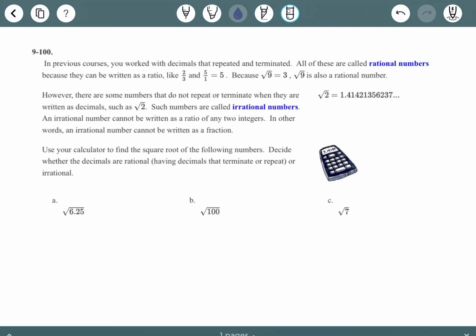Use your calculator to find the square root of the following numbers. Decide whether the decimals are rational, having decimals that terminate or repeat, or irrational.